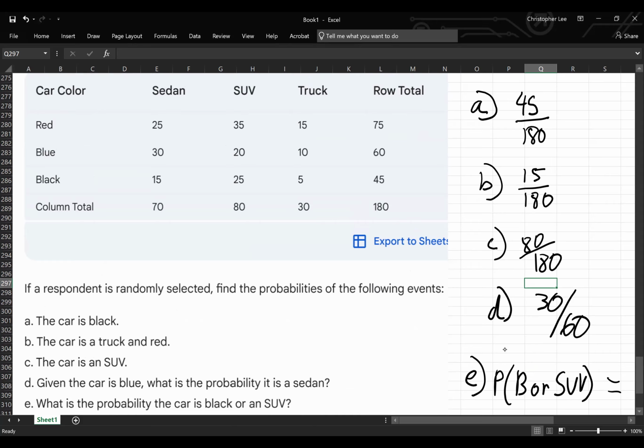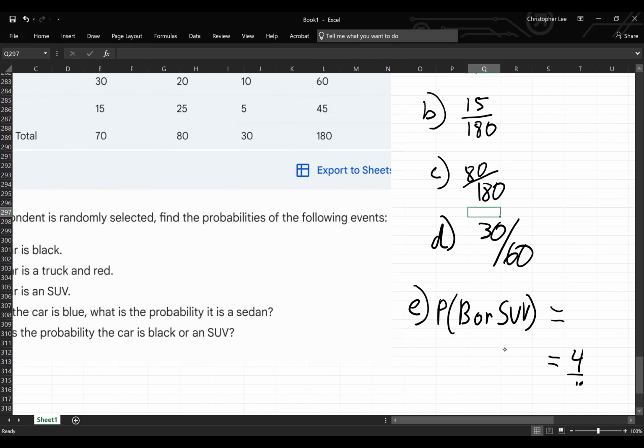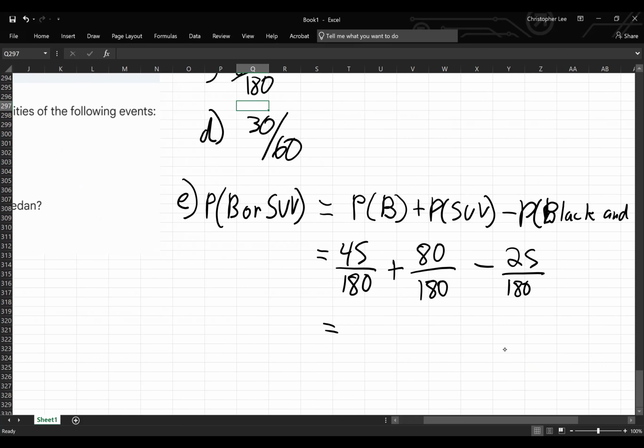Now, for the old ones, all you really have to do is look at it. It's too easy, right? And then after that, a little bit of math, like 100 over 180.